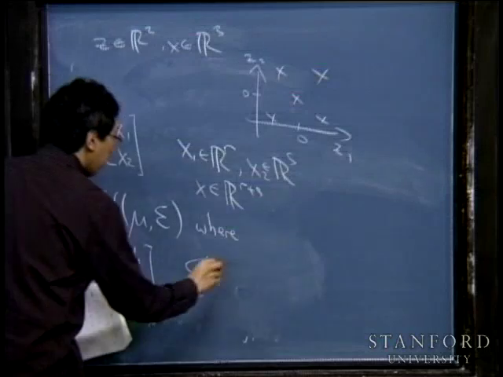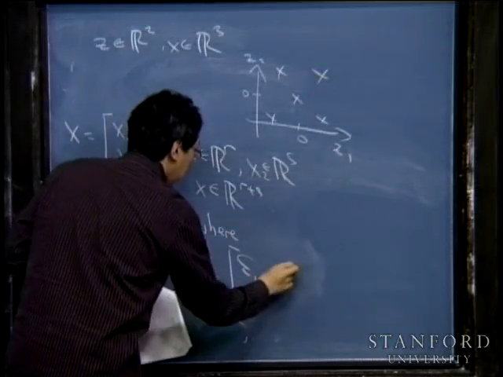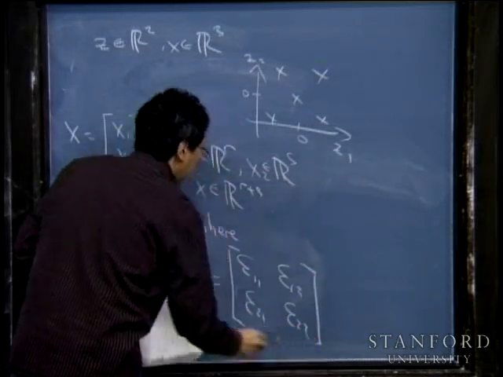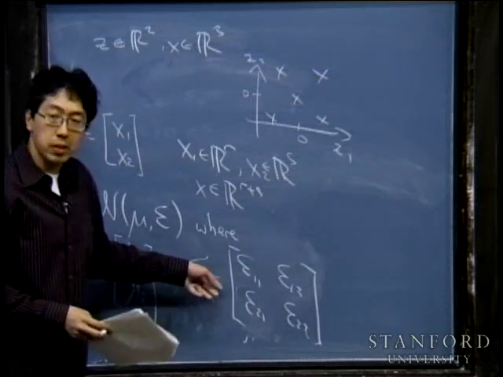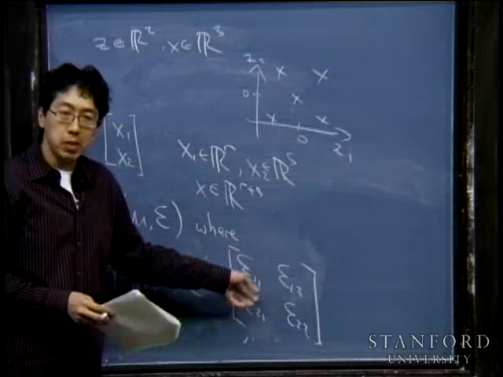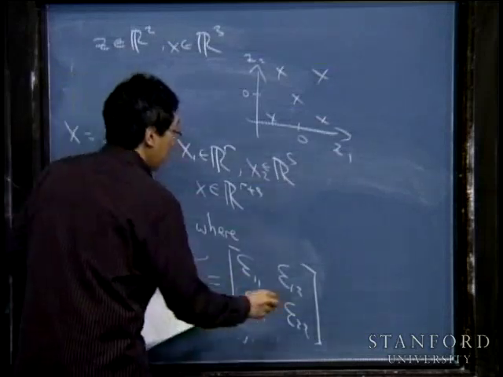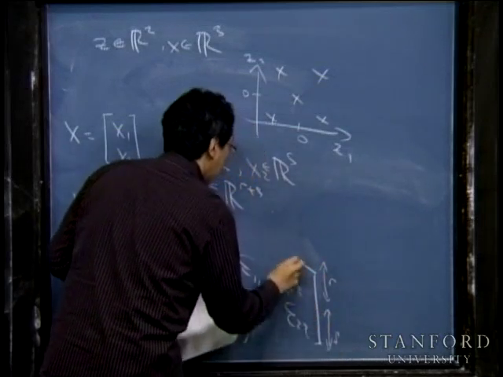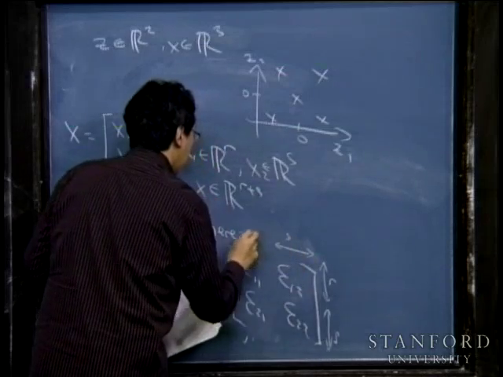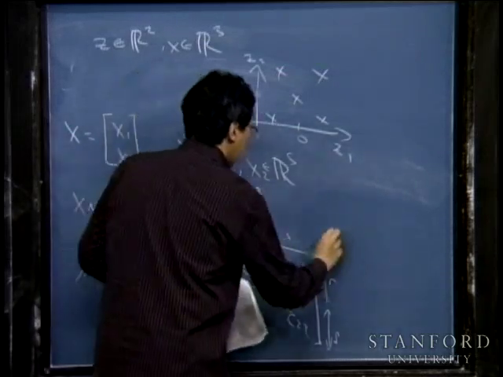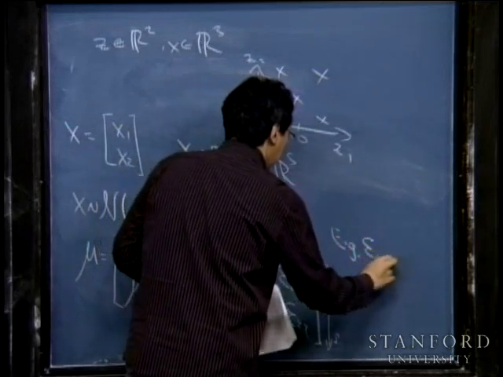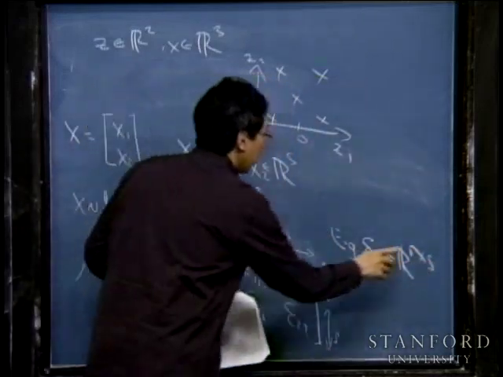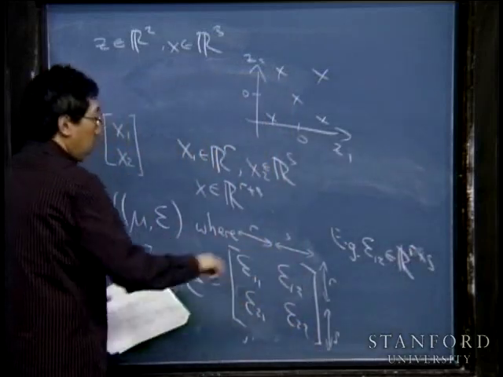The covariance matrix sigma is now a partitioned matrix. What this means is I take the covariance matrix sigma and break it up into four blocks. There will be r elements here and s elements here, and so on. For example, sigma 1,2 will be an r by s matrix, so it's r elements tall and s elements wide.